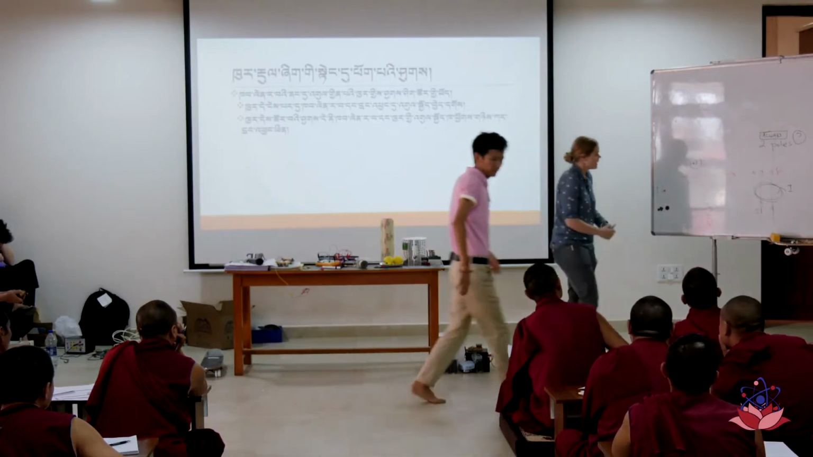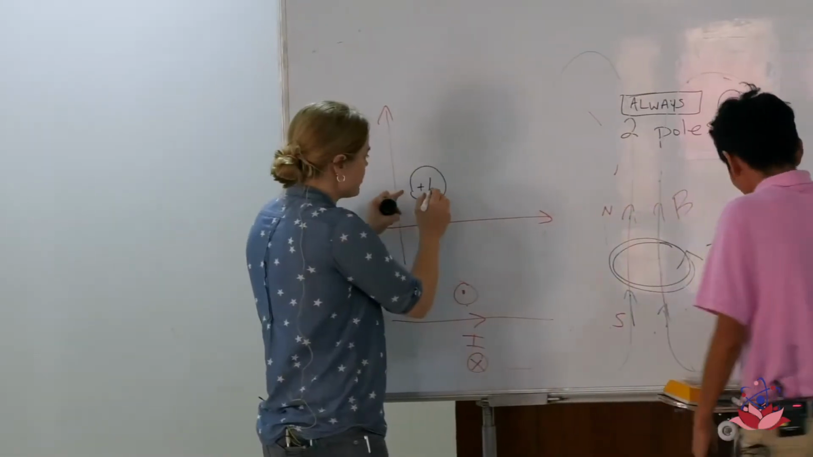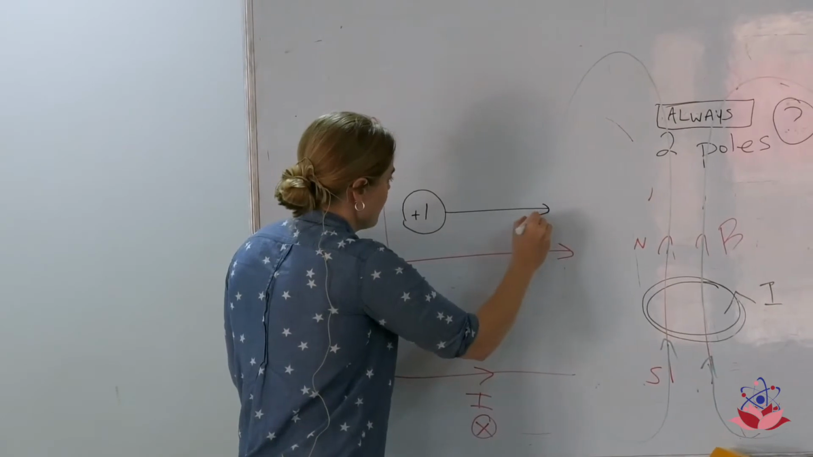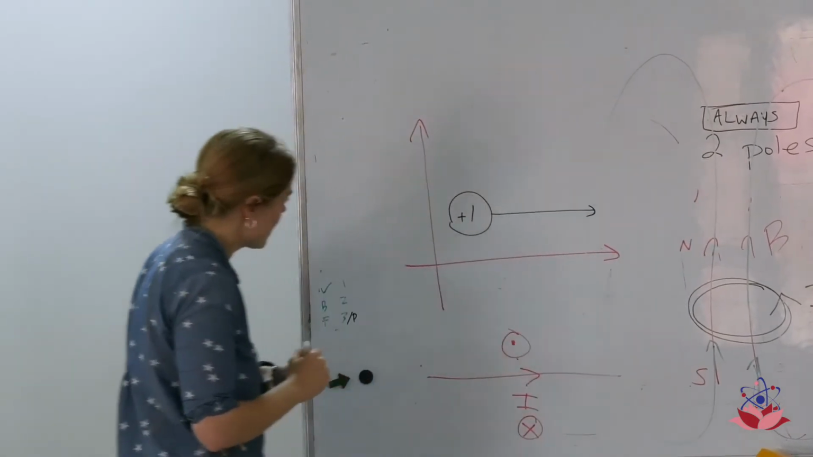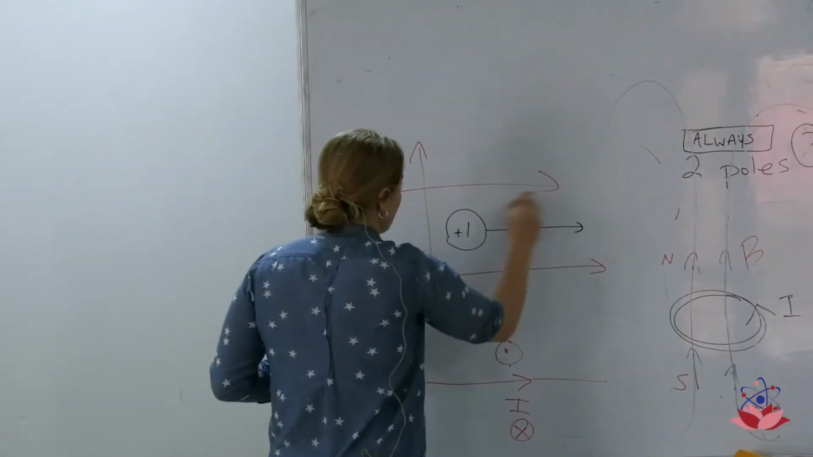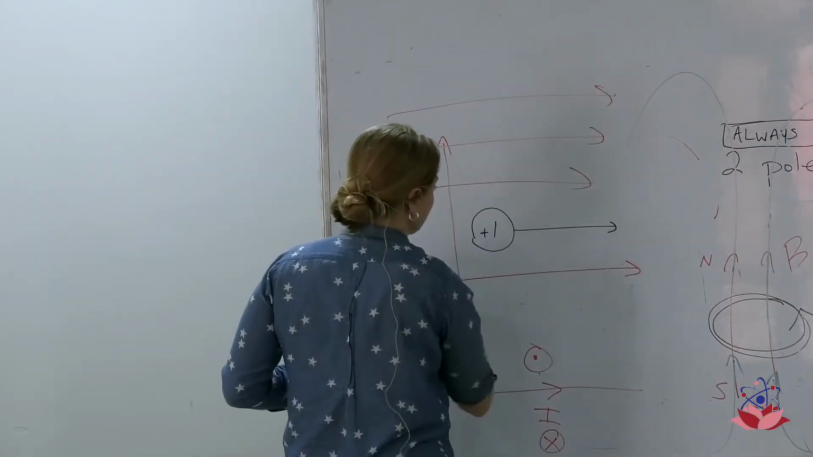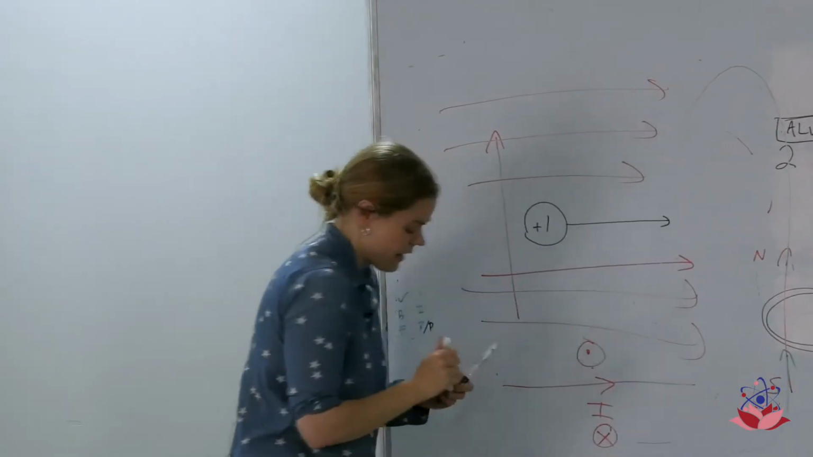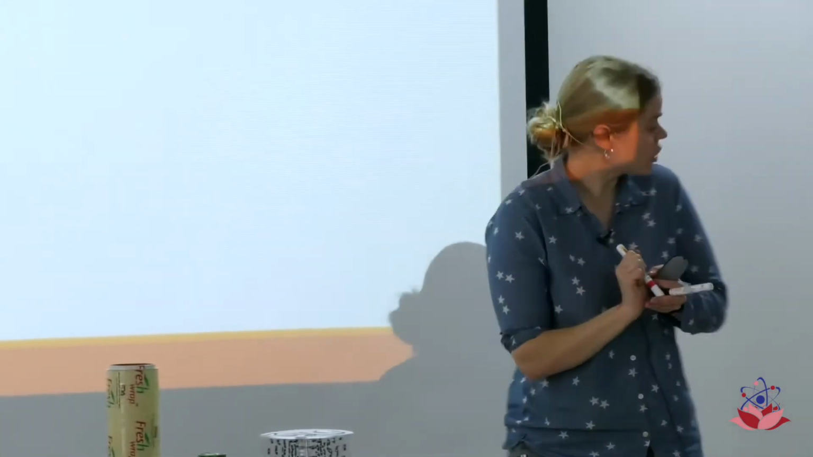Okay, so if I were a charge of +1 moving this way, then, so if my magnetic field were pointing this direction, then the charge would experience no force to that field.